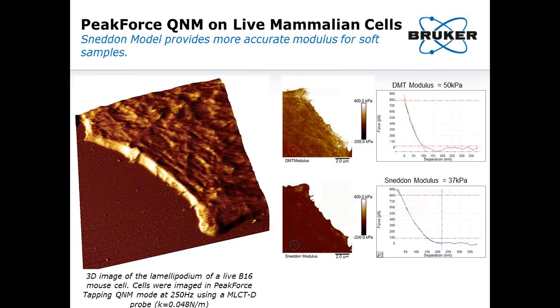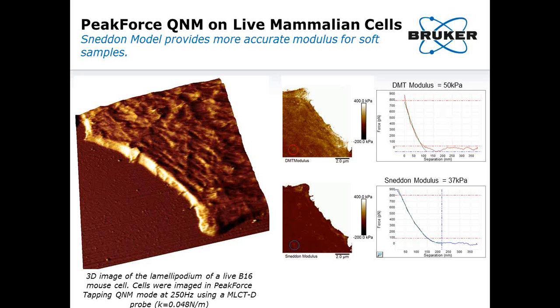In this next example, we successfully used PeakForce QNM to look at the modulus of mouse B16 melanoma cells. Imaging was conducted on live cells cultured in Petri dishes and kept in buffer solution during imaging. On the left of the slide, we see a 3D topography image of the lamellipodium of one of these cells. The network of actin filaments is clearly visible in the high-resolution image.